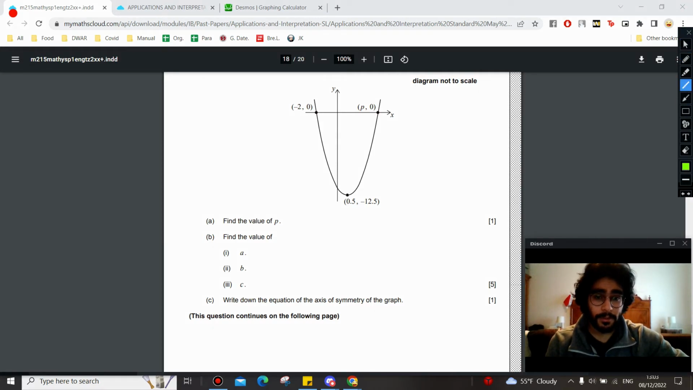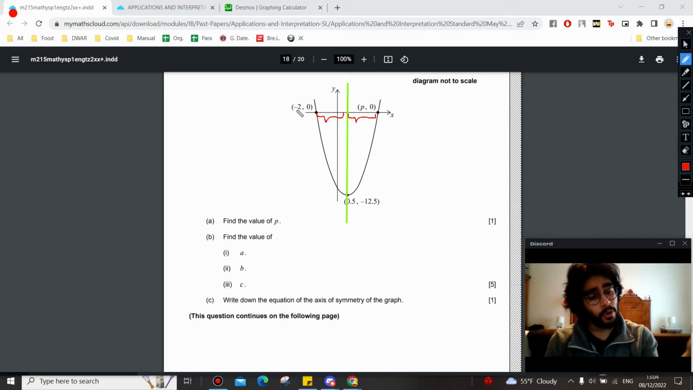Well, I can find the value of p by remembering that this is the axis of symmetry. And in the axis of symmetry, these two distances, of course, will be equal. So from -2, I'm looking at the x-coordinates in this case because I'm checking the horizontal distance, right? From -2 to 0.5, how much did I move? I moved 2.5, right? The distance between -2 and 0.5 is 2.5.